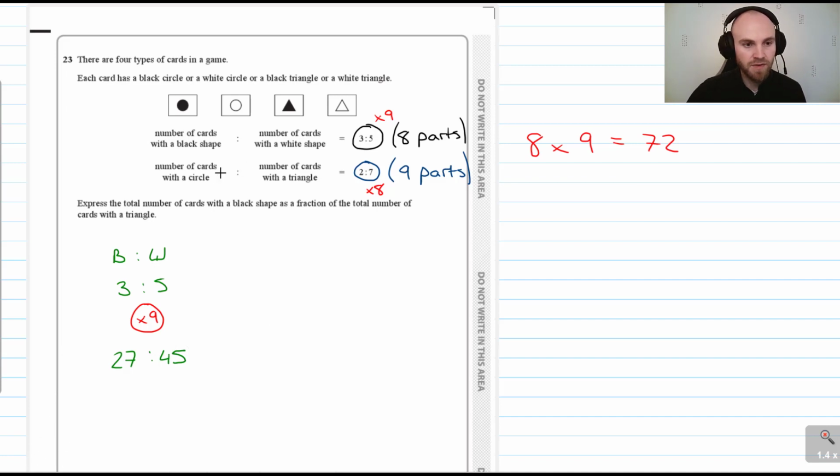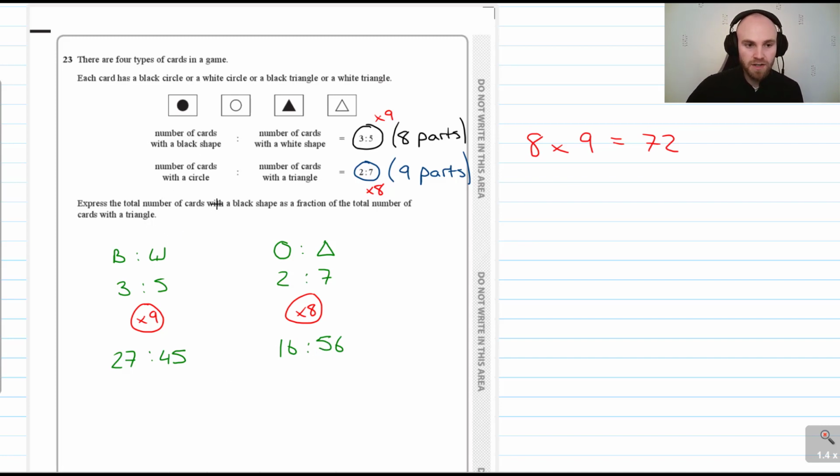And what do we have? The number of cards with the circle. Let's put that in. So circle to triangle is, at the moment, 2 to 7. And we're just going to manipulate that a little bit. We're going to multiply this one by 8. So 2 by 8 is going to be 16 for the circles. 7 by 8 is going to be 56 for the triangles. If you add these both up, they will both give you 72, I hope. So 27 add 45, yep, that is going to be 72. 16 add 56, again, that equals 72. So we are good now.